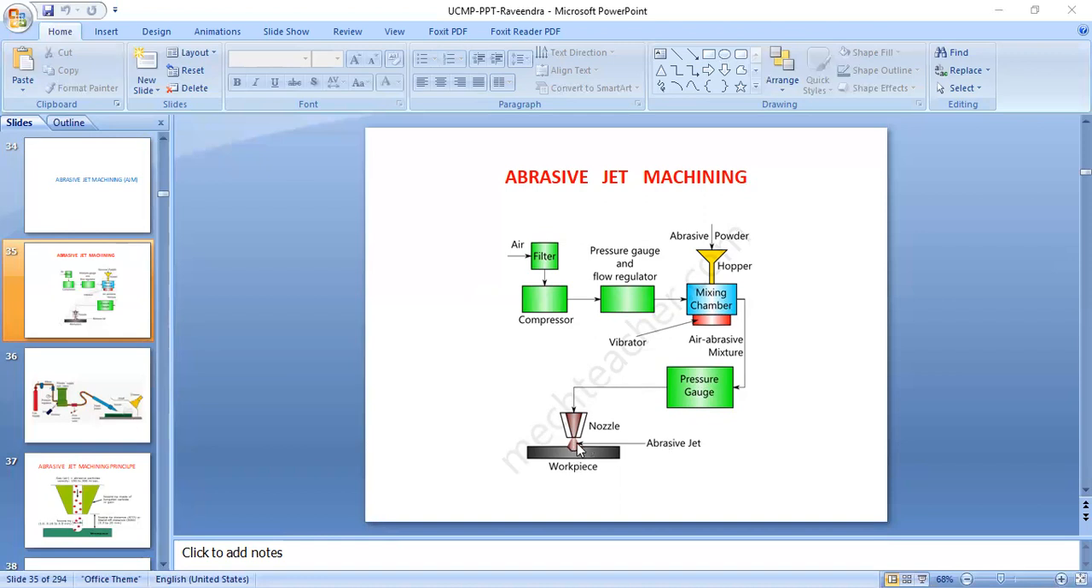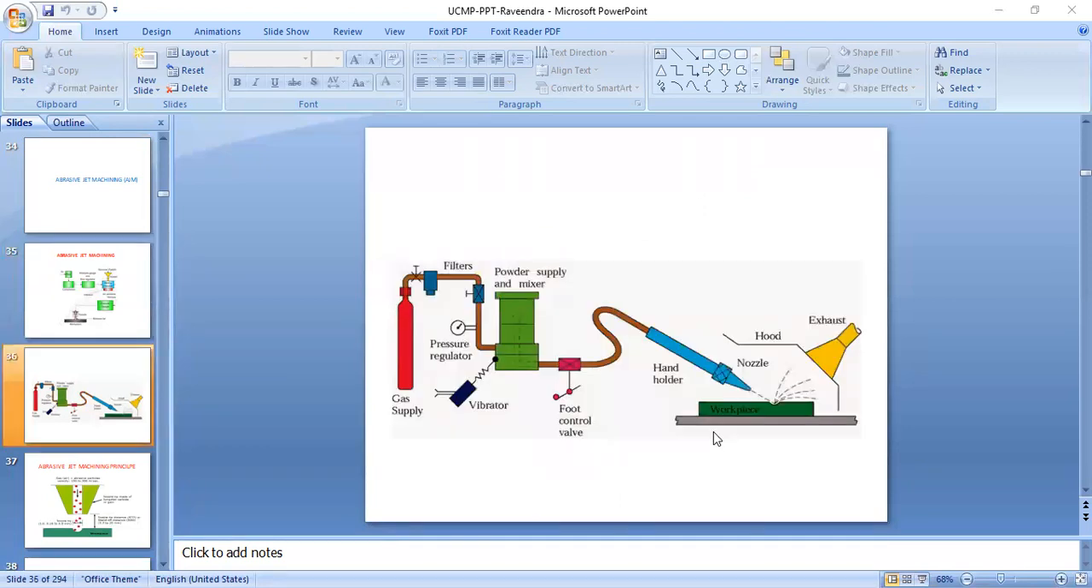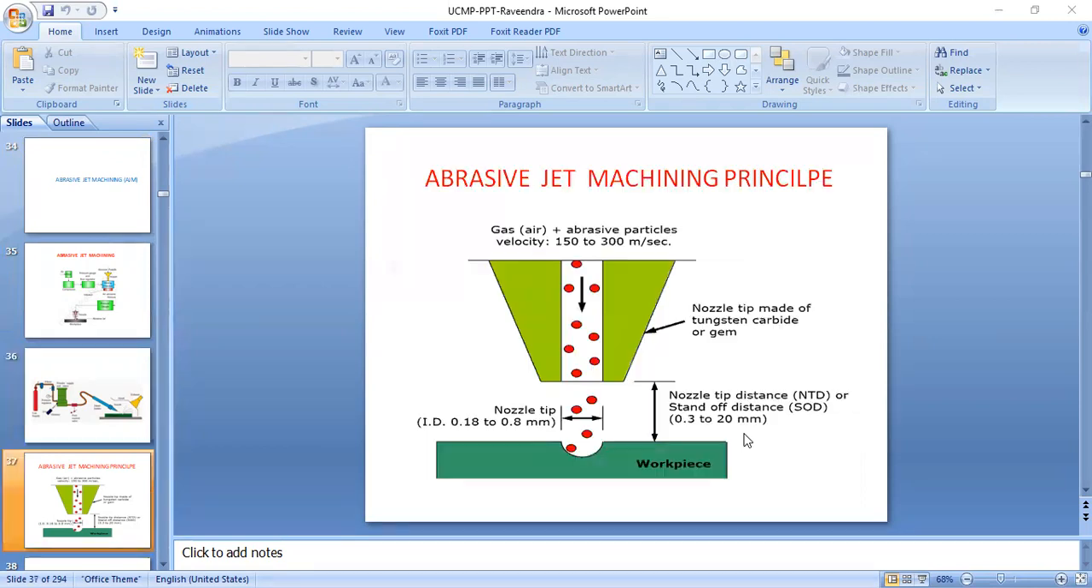So the jet which is coming through this nozzle opening is going to strike the workpiece, and due to the bombardment of abrasive particles onto the workpiece, metal is going to be removed in this process. See, this figure also shows the same thing. Here you can see the nozzle, and the importance of the nozzle in this. This is the nozzle, and the nozzle opening is there at the center.